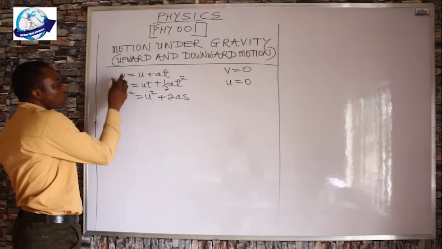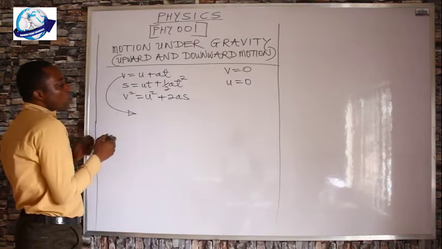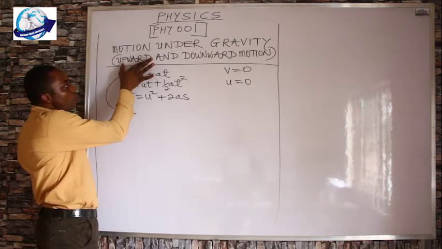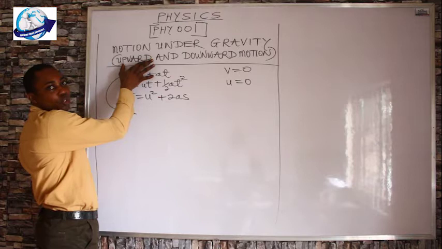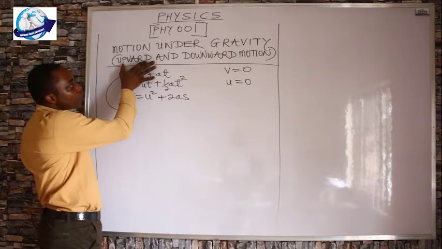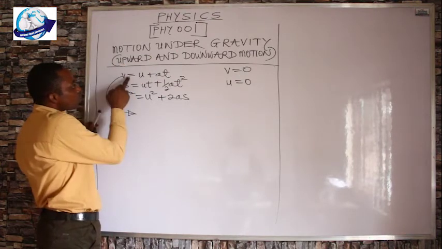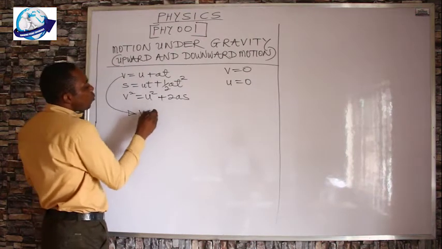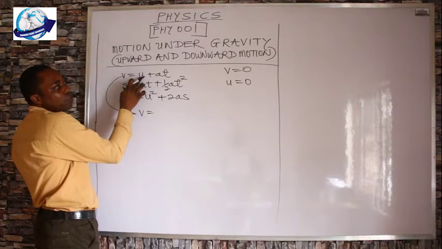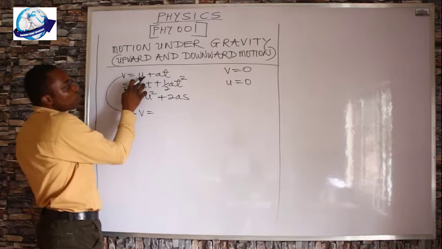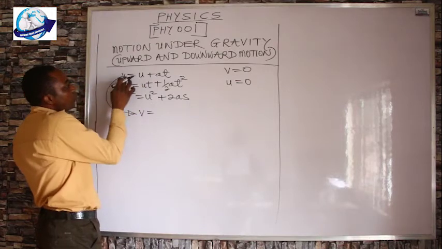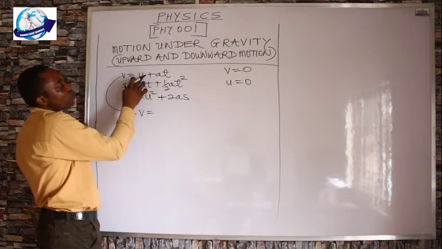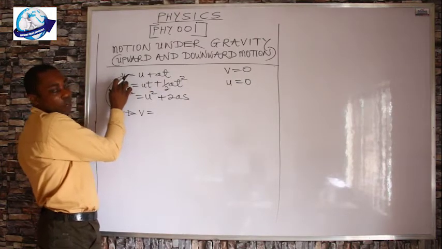From the first equation of motion, when the body is thrown upward, let us consider it very well separately. Upward motion, the body thrown upward, what will happen? In this first equation of motion, v equals u plus at. The u will remain the same. The initial velocity remains, but the final velocity will change to 0.